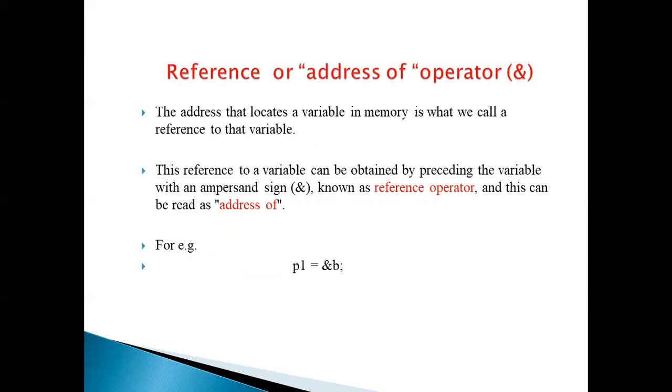Next one, reference or address-of operator. The address that locates a variable in memory is what we call a reference to that variable. This reference to a variable can be obtained by preceding the variable with an ampersand sign, known as the reference operator, and this can be read as "address of".